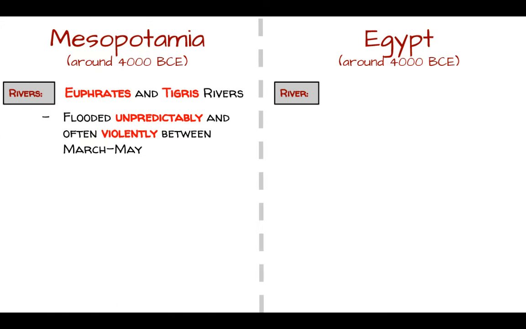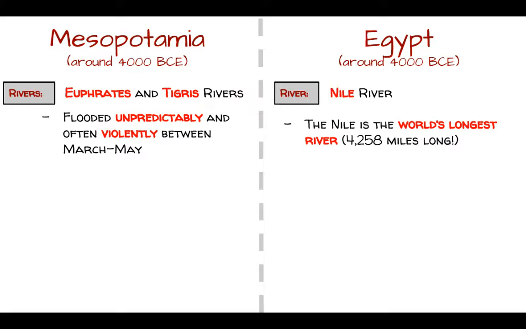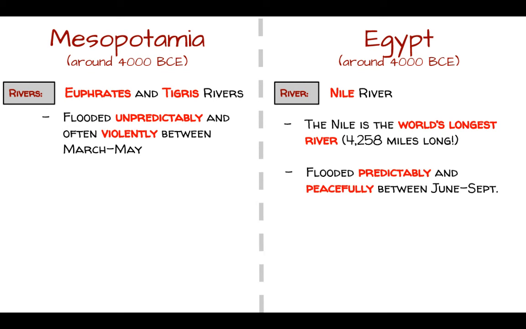We also just finished up studying Mesopotamia, and we looked at the two rivers of Mesopotamia, the Euphrates and Tigris rivers. We discussed how those rivers flooded very violently and unpredictably between the months of March and May. However, Egypt is centered around the Nile River. And the Nile River is almost the complete opposite and has kind of the opposite qualities of the Euphrates and Tigris. It's the world's longest river at about 4,258 miles long, but it does flood like any river, but it floods predictably and peacefully. So, again, kind of the opposite ideas from Mesopotamia.